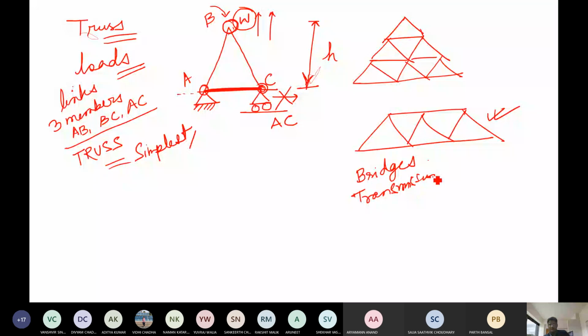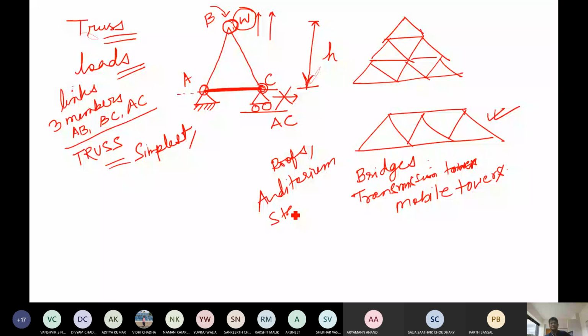Also, you must have seen them on mobile towers. Also, you must have seen them on roofs, in auditoriums and stadiums. So these are basically your trusses, and they are meant for carrying loads.